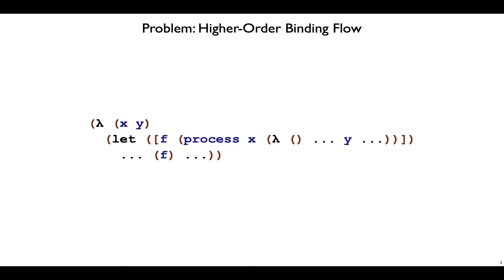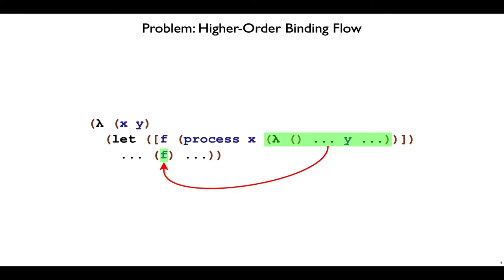Suppose that we want to inline the function call to f in the program shown. Well, our first task is to determine what flows to f. The value bound to f is produced by a call to process, and so it's not apparent what function we should inline. To determine which values f can be bound to, we can use a control flow analysis. Suppose that a control flow analysis shows that only closures over the highlighted lambda flow to f.